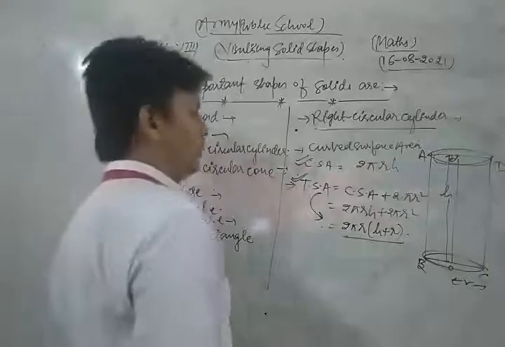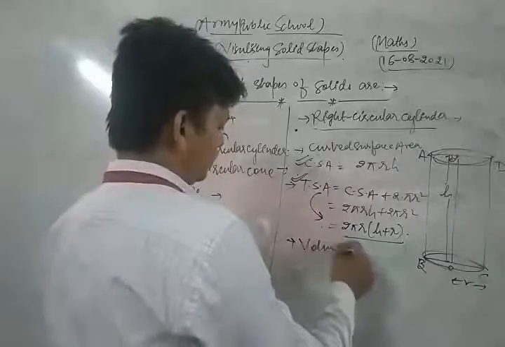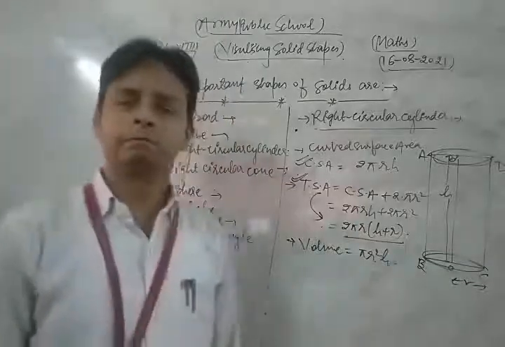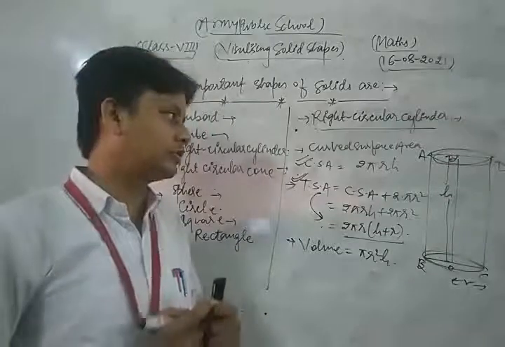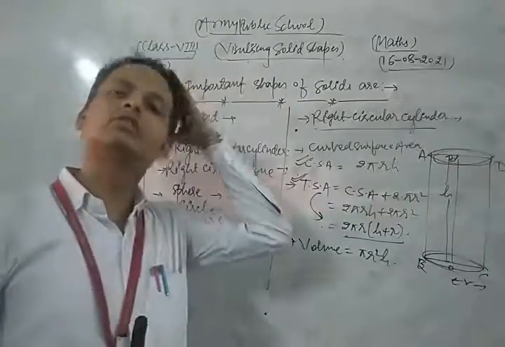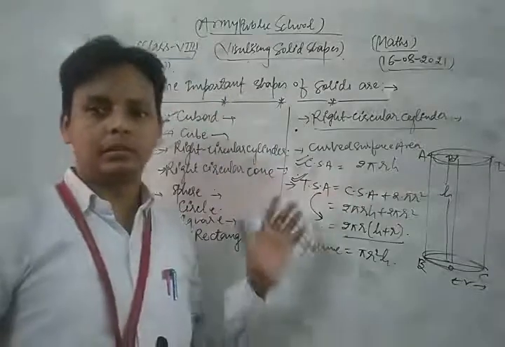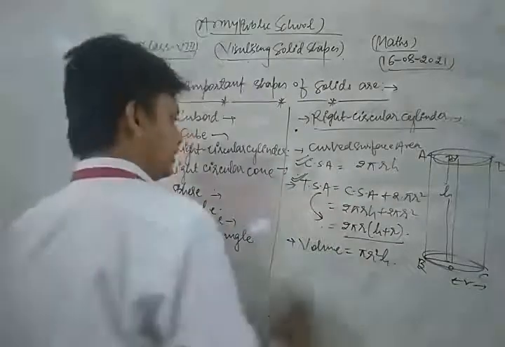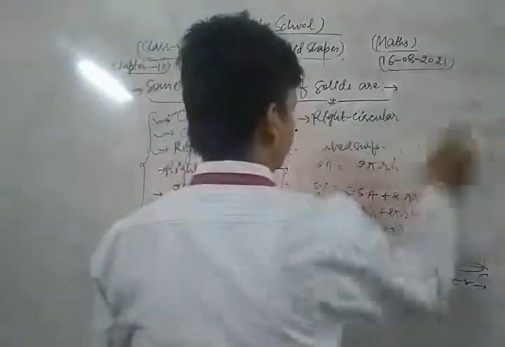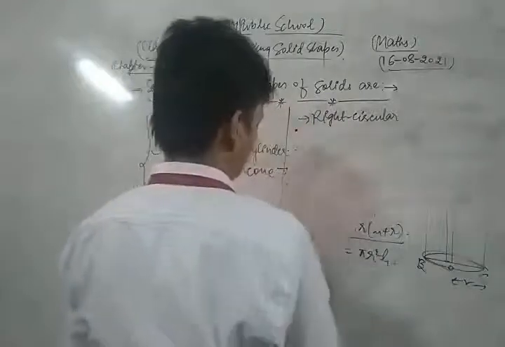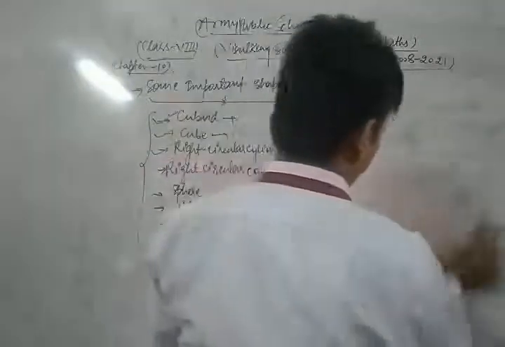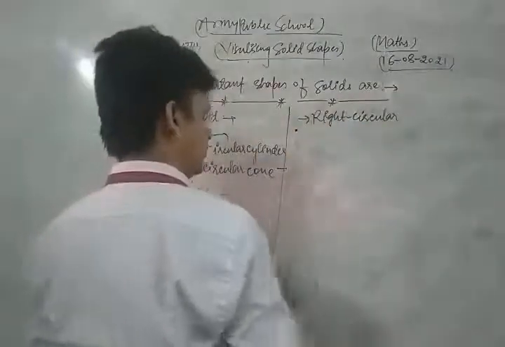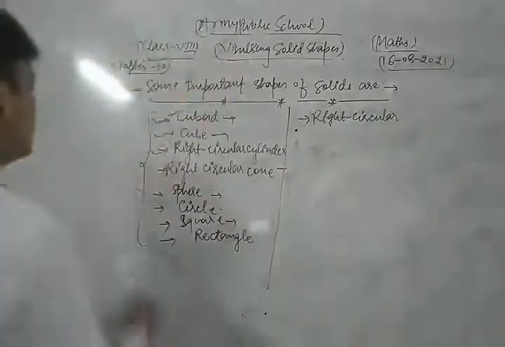Now the volume of the cylinder. The volume of the cylinder is pi r square into h. So these are all the important formulas and shapes of solids, like the right circular cylinder. So please, dear students, learn all the formulas and clear the concept of the cylinder. Okay, now we are going to discuss the next shape.